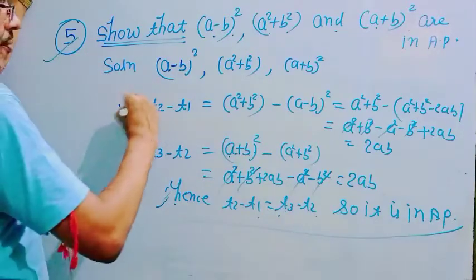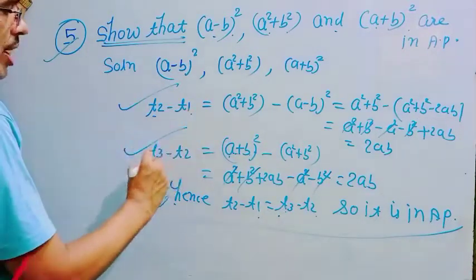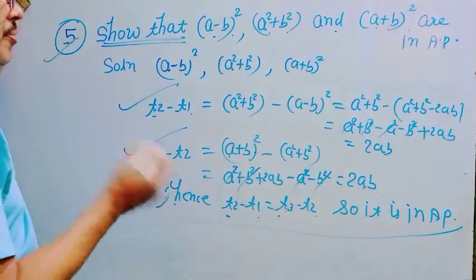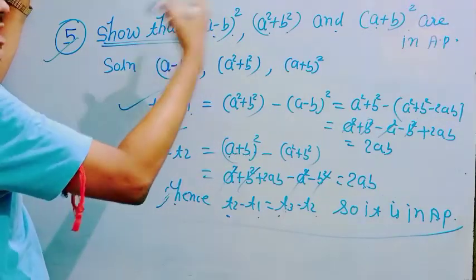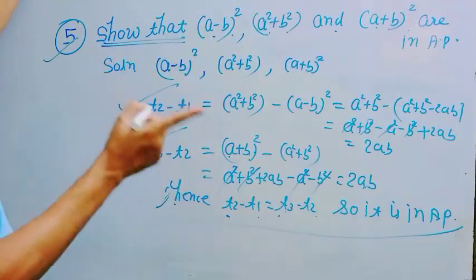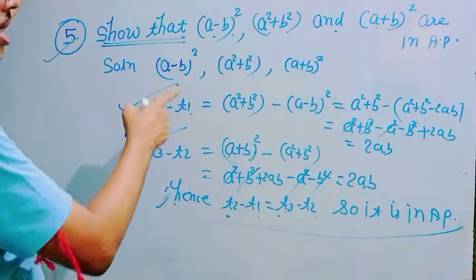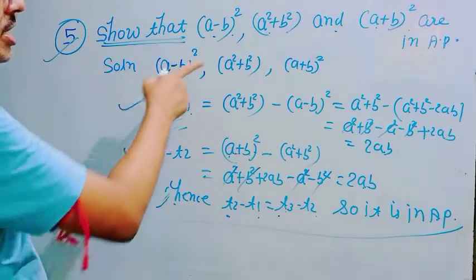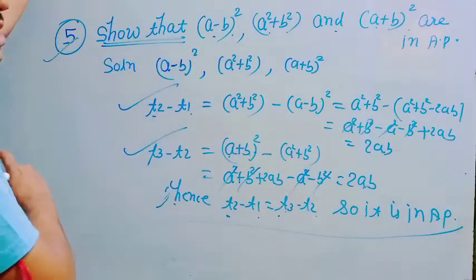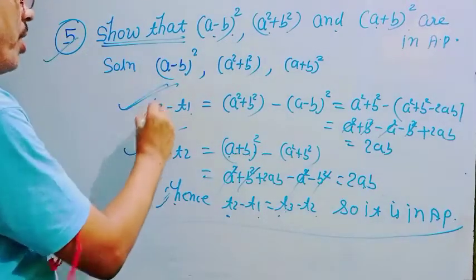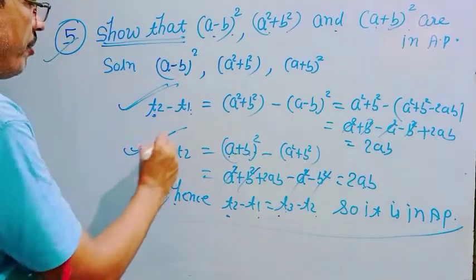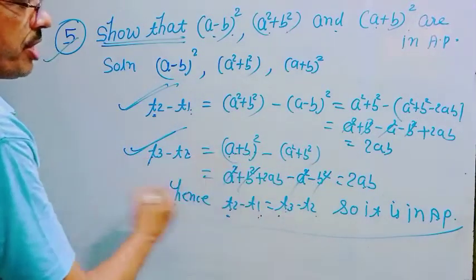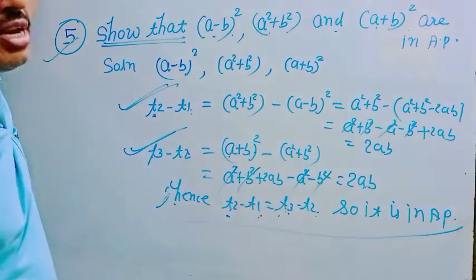So your first one, find T2 − T1 and then find T3 − T2. If both are equal, then it is clear it is in AP. But in the previous question, the condition was given that it is in AP, so at that time I wrote T2 − T1 is equal to T3 − T2. But here it is not given as AP. You have to prove that it is in AP. So first you find T2 − T1, then find T3 − T2. If both are equal, then it is in AP.